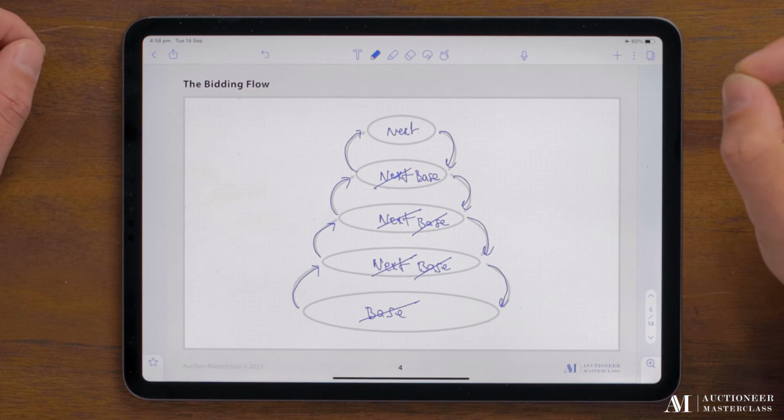Of course, there's variables at play. There's different bidding increments we're going to be looking for based upon different variables. How many bidders there are, how strong is the market, where's the vendor's reserve price. But as a general rule of thumb, here's what goes on inside my mind during the bidding flow.